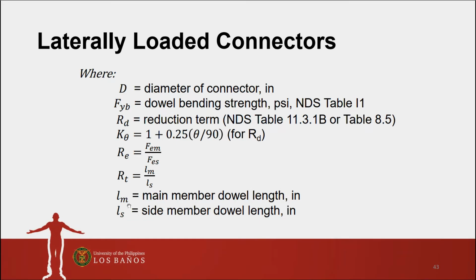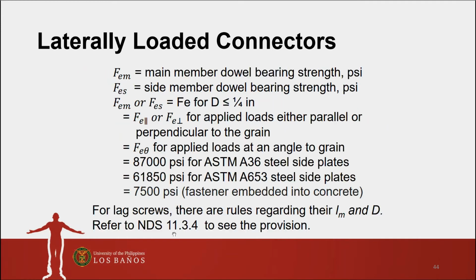L sub M is the main member dowel length in inches, and L sub S is the side member dowel length in inches. Also, F sub EM is the main member dowel bearing strength in PSI. F sub ES is the side member dowel bearing strength in PSI. And F sub EM or F sub ES is equal to F sub E for diameters less than 1/4 inches. So it is also equal to F sub E parallel or F sub E perpendicular for applied loads either parallel or perpendicular to the grain. So F sub E theta is for applied loads at an angle to the grain.